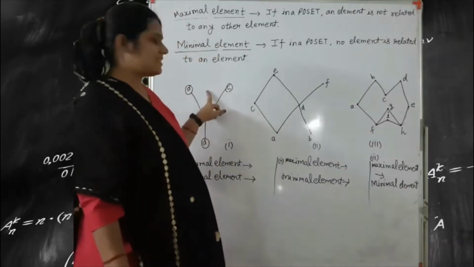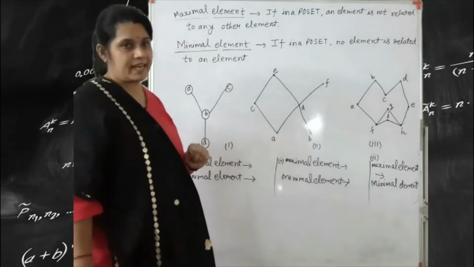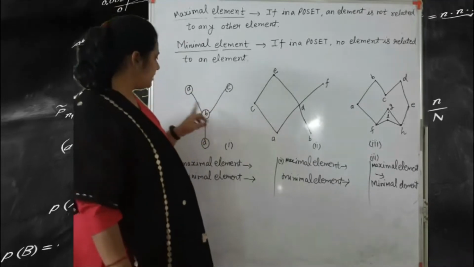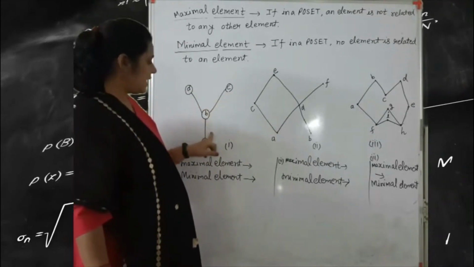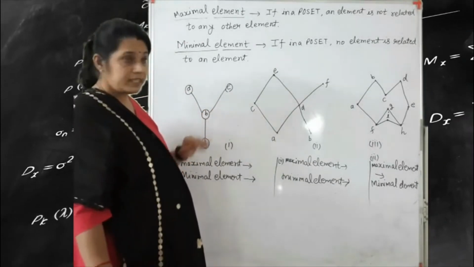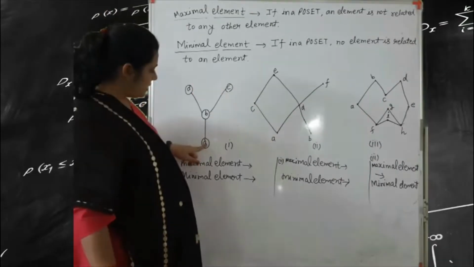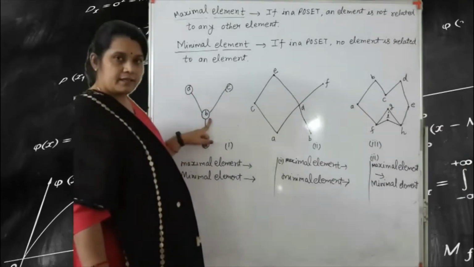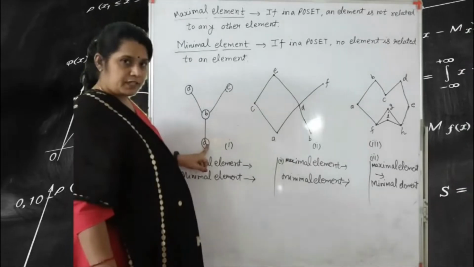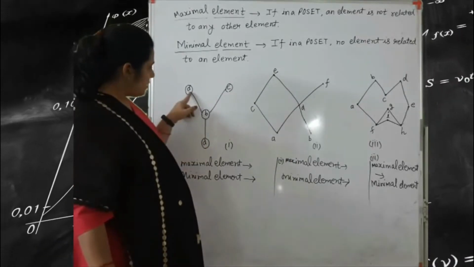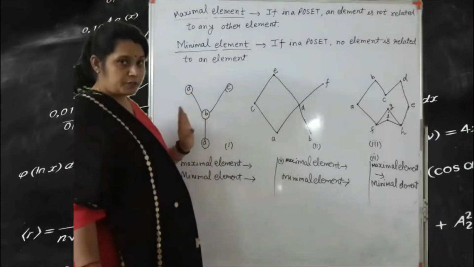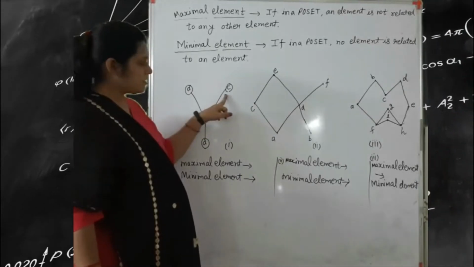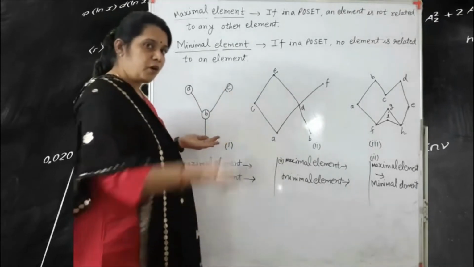Okay, so let's start the first diagram. Here we are given four vertices: A, C, B and D. This is the Hasse diagram. Here D is related to B, but B is not related to D. B is related to A, but A is not related to B, and B is related to C. So it always starts from bottom to top.